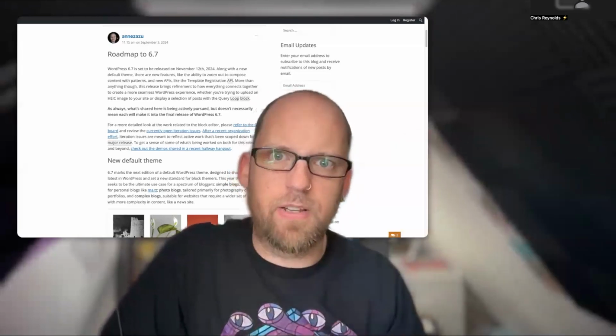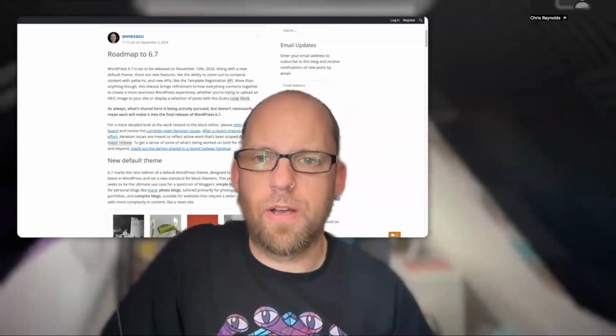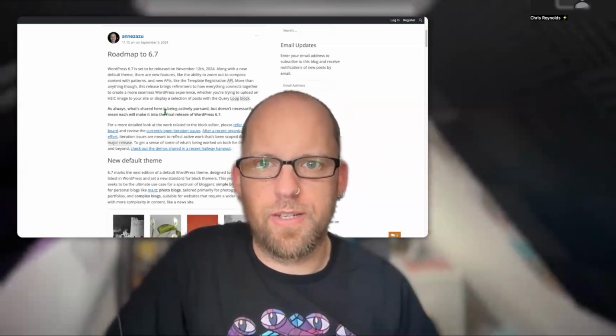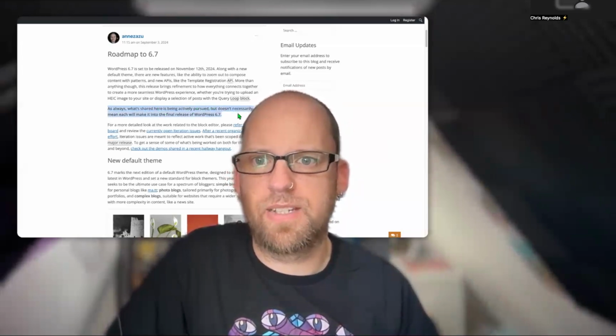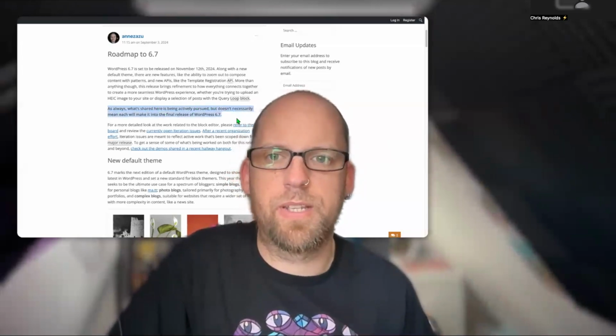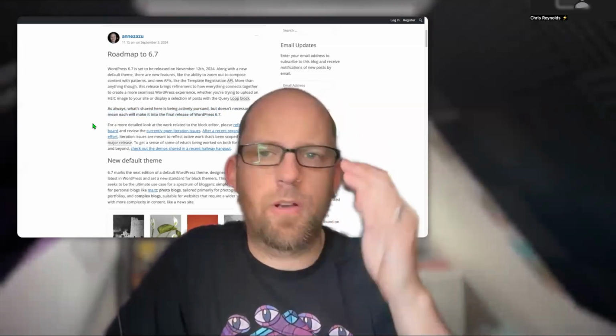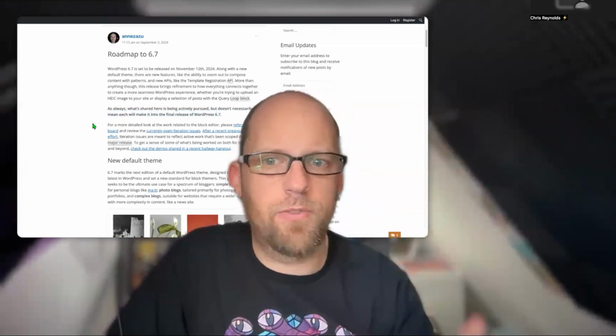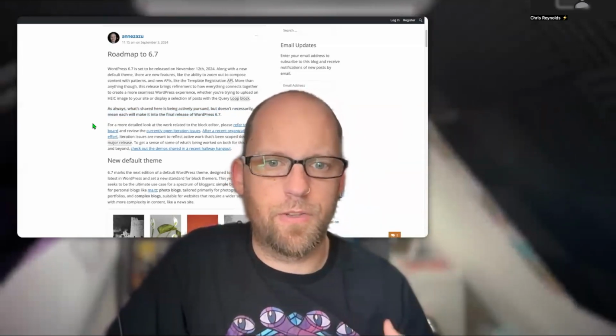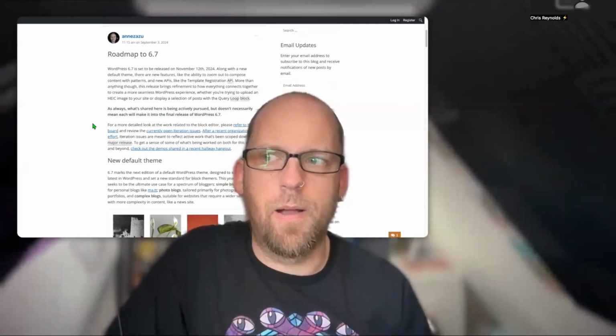This doesn't necessarily mean everything is going to be in here. It's called out right here. What's shared here is actively being pursued, but doesn't necessarily mean everything is going to get into 6.7. I know that Anne McCarthy, who wrote this, is very heavily involved in the Gutenberg project.